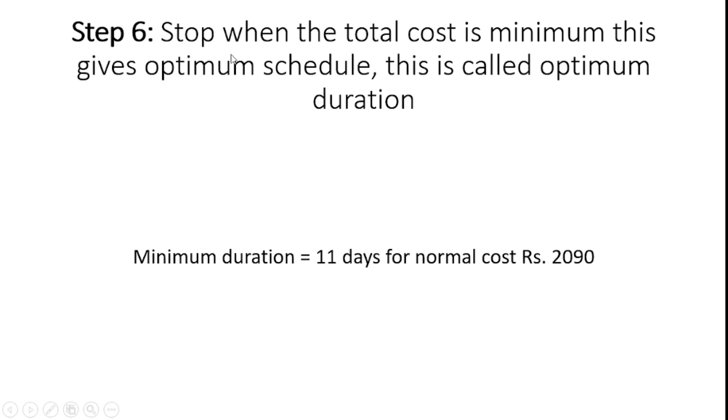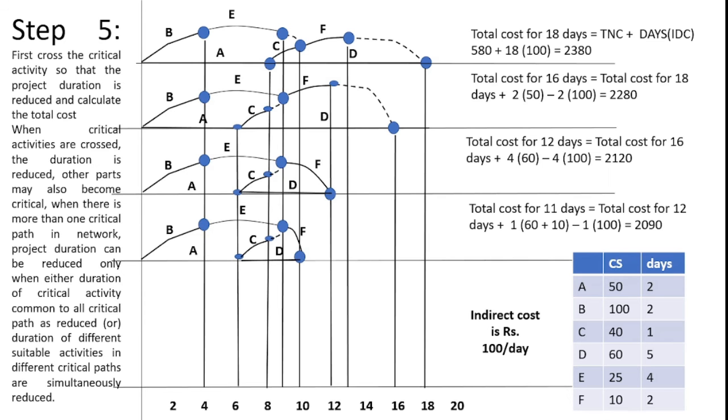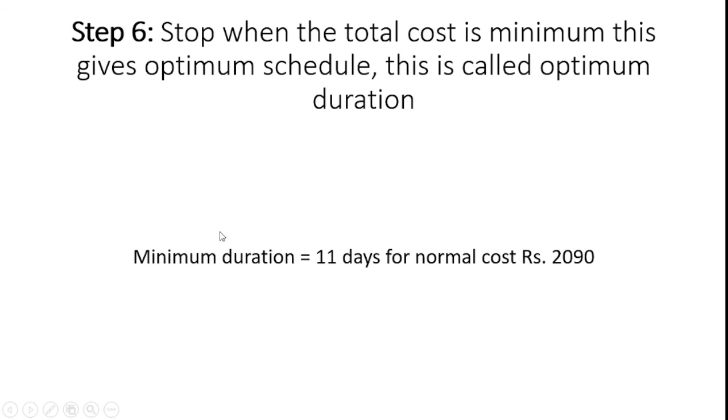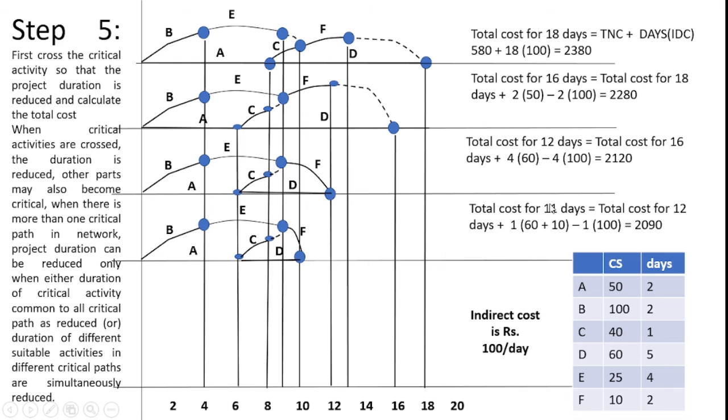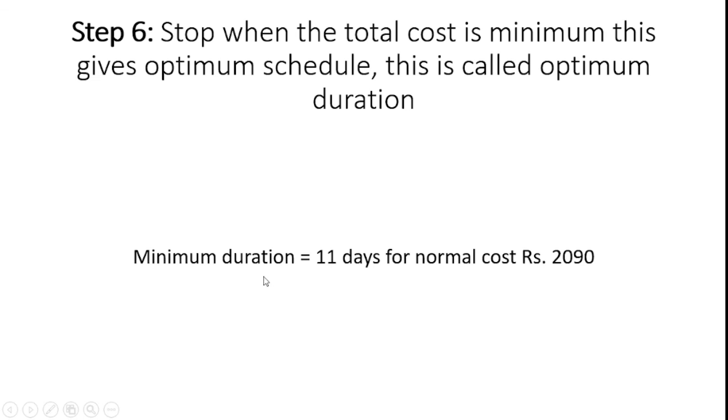Step 6, stop when the total cost is minimum. This gives the optimum schedule. This is called the optimum duration. From this we can see our problem reaches the optimal duration, because we cannot reduce the duration further with this least cost procedure. So the minimum duration suggested by this method is 11 days and the associated cost is 2090. So the minimum duration is 11 days for the cost of rupees 2090.